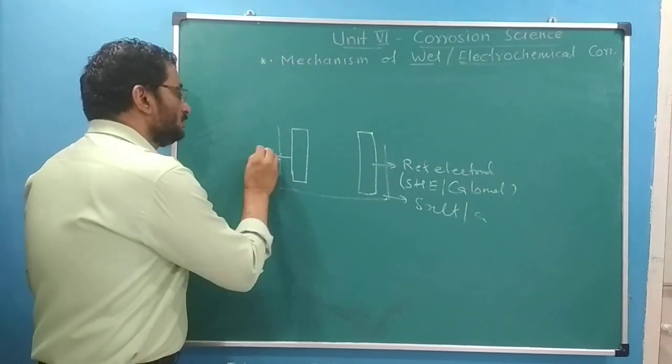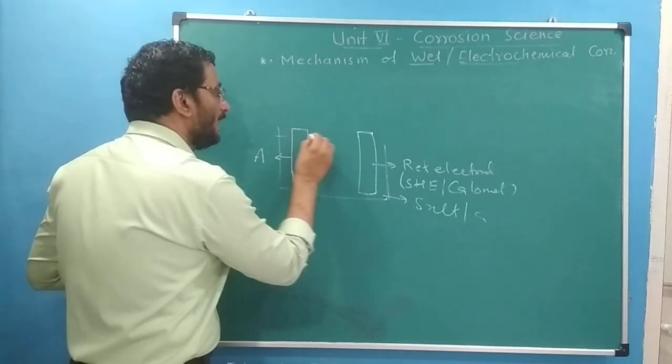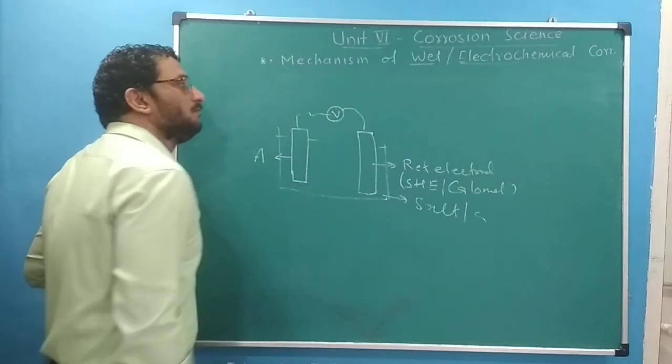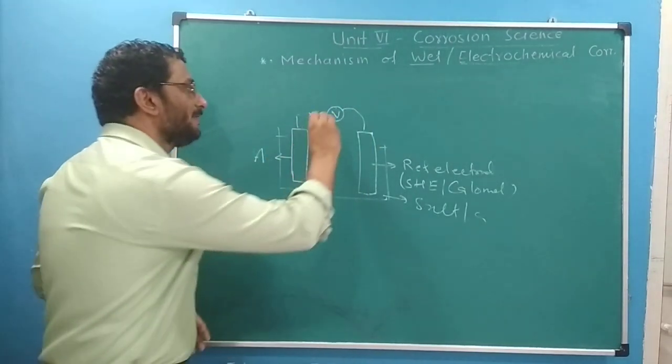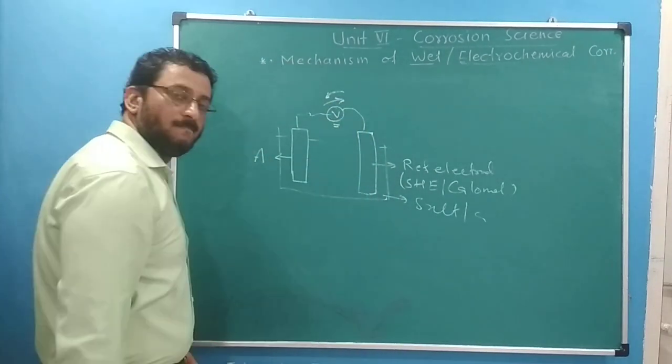If this is copper, it will be copper sulfate. If this is zinc, it will be zinc sulfate. And like this, they should have electrical contact, and somewhere here we'll put a voltmeter, and it will record whether the deflection is going here or here and what is the value.